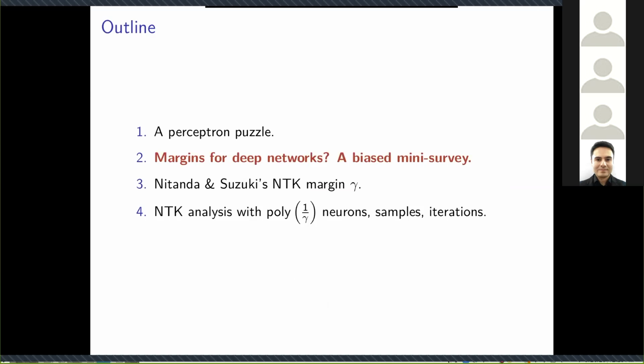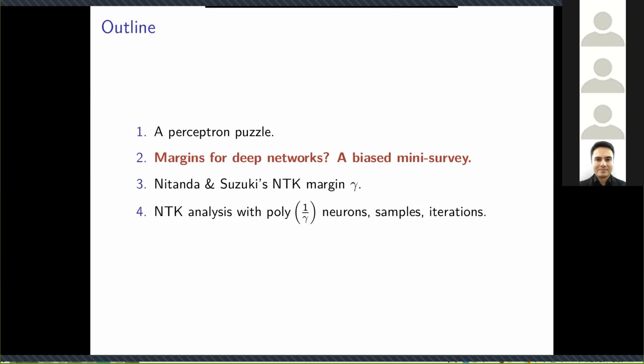Okay, so now what I want to tell you about is a survey of places where margins have appeared in deep learning, apologetically, like I said, mostly with my own work. So first, let me just show you four different plots if you haven't come across this before. This is one of my favorite margin-related plots.